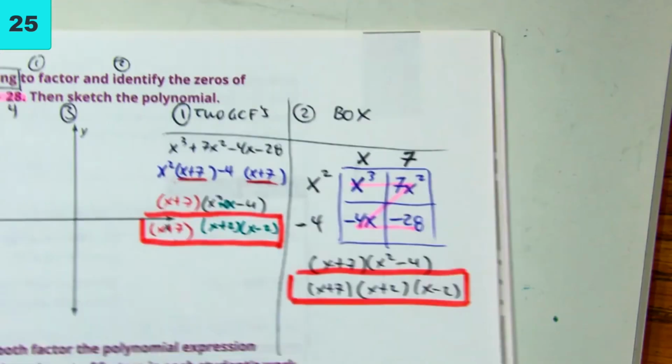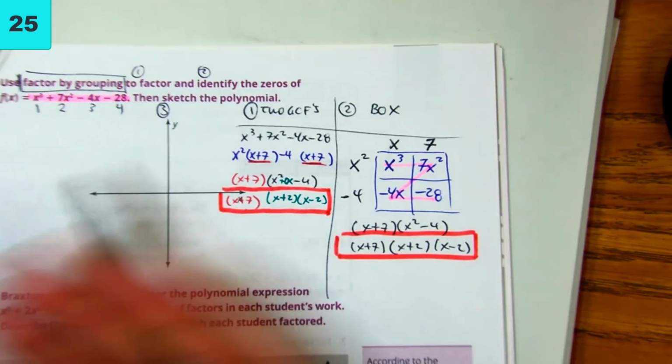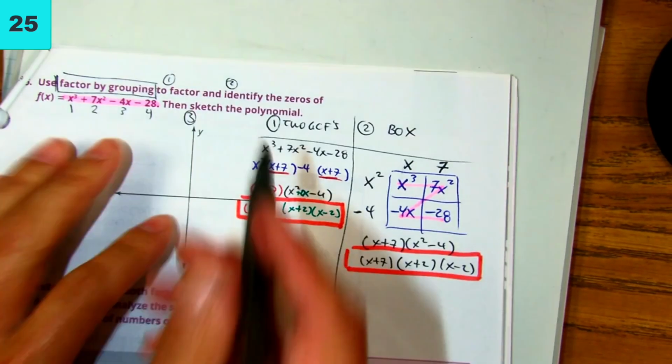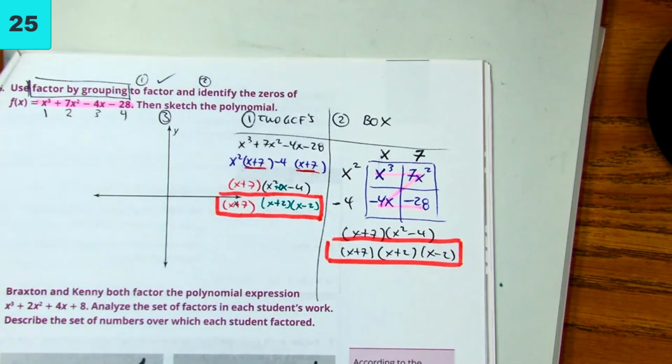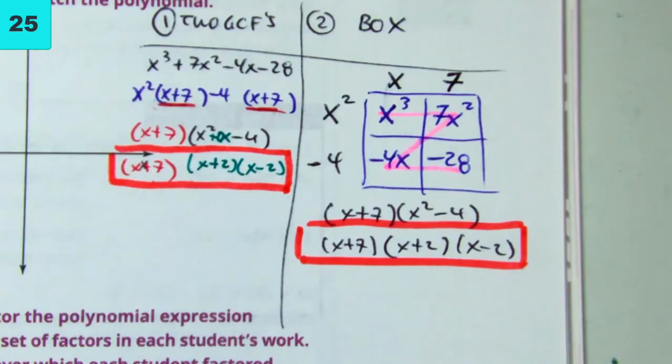Okay, so what we have here is we did 2 methods, and you only need to use one of them. So right there we just factored. And then to identify the zeros, just to finish off the problem, this should be a quick review.